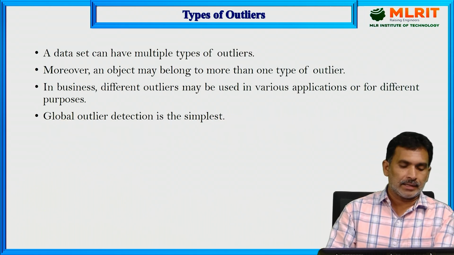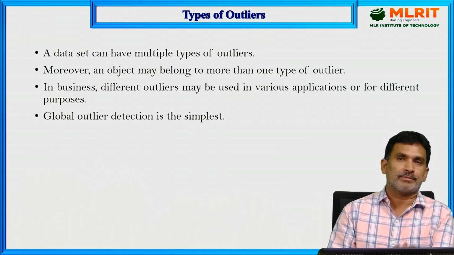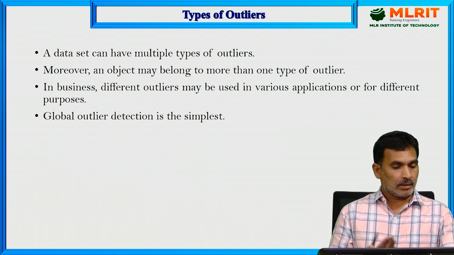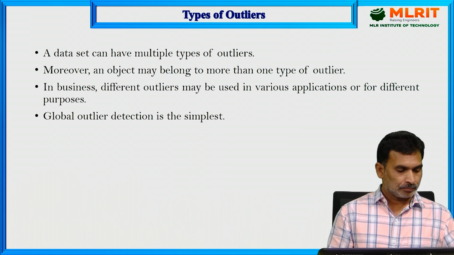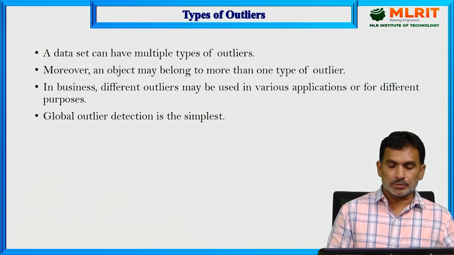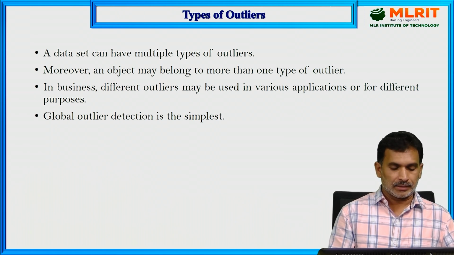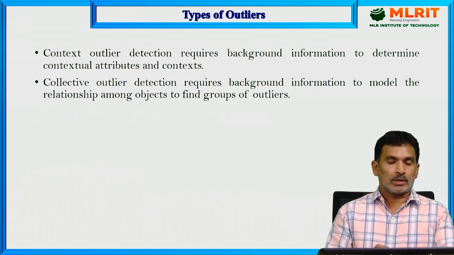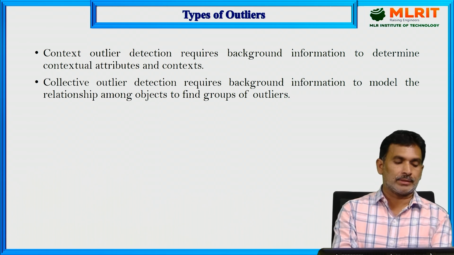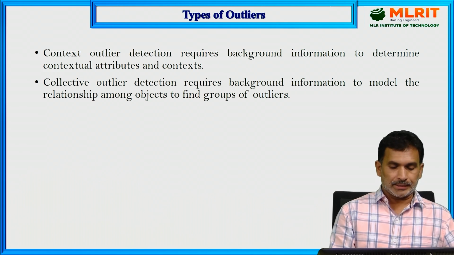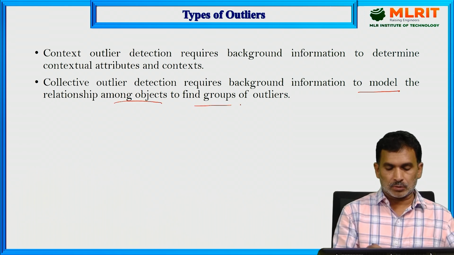So a dataset can have multiple types of outliers. Moreover, an object may belong to more than one type of outlier; it could be a global outlier, a contextual outlier, or any kind. In business, different outliers may be used in various applications or for different purposes. Global outlier detection is the simplest one. Contextual outlier detection requires background information to determine the contextual attributes and context, whereas collective outlier detection requires background information to model the relationship among the objects to find the groups of outliers.